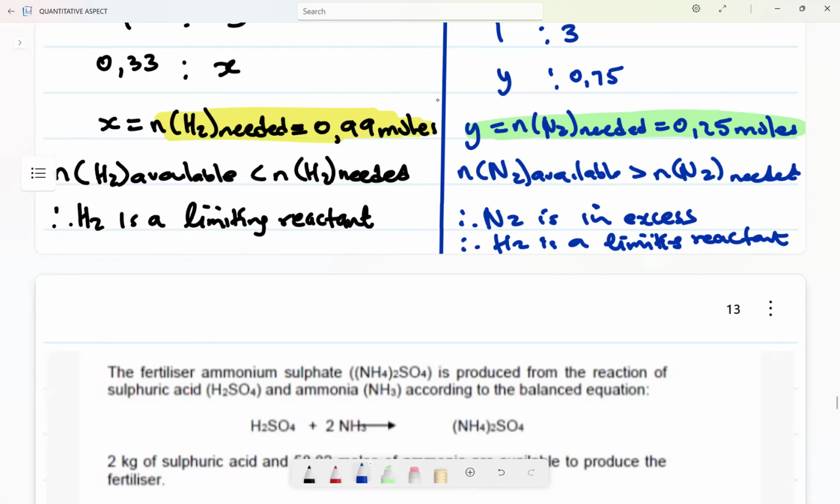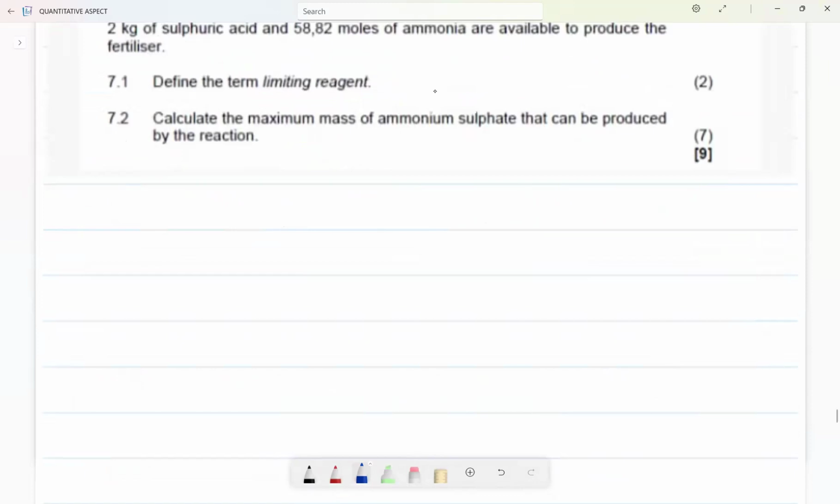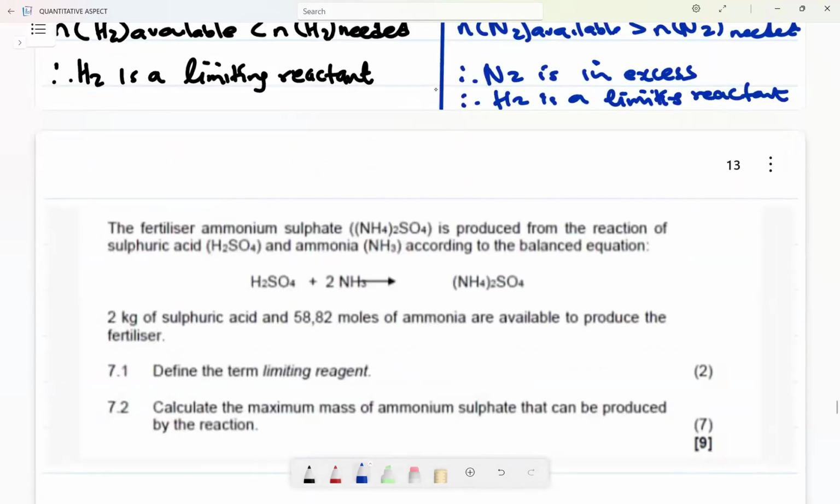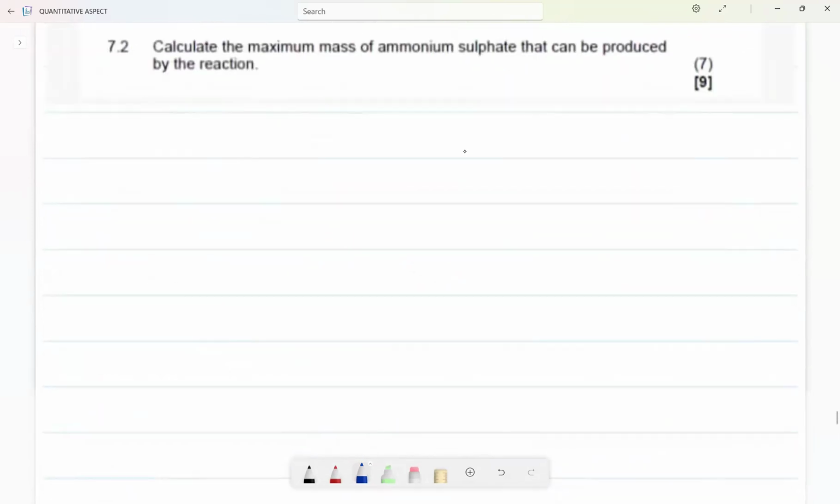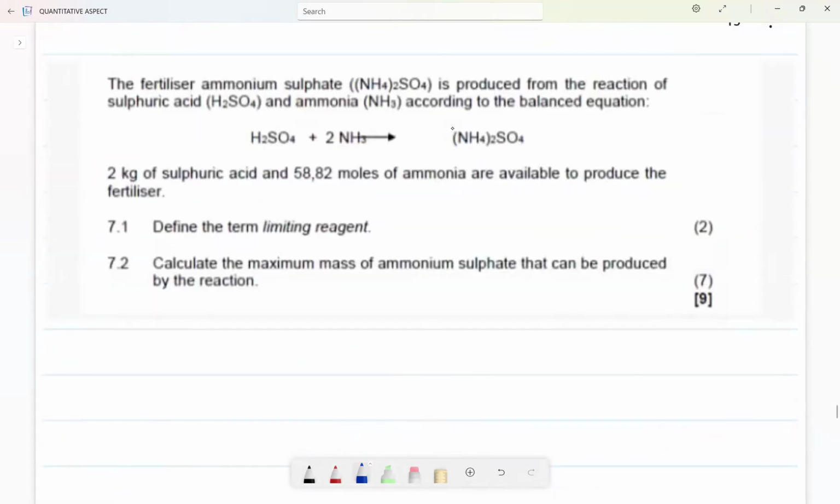Then I'm going to move on. This is the last one for limiting reagent before we move on to percentage purity as well as percentage composition in the next video. Then that's it for this topic, the quantitative aspect of chemical change. Oh no, I need to talk about percentage purity as well as percentage composition. Yeah, but I'll talk about it. It's fine. Let's look here.